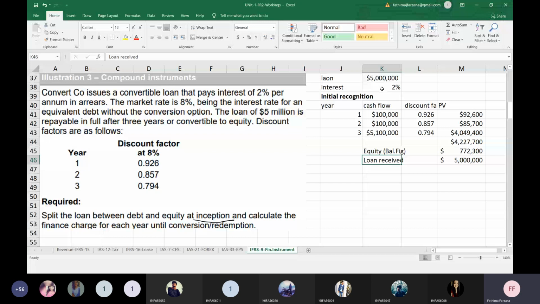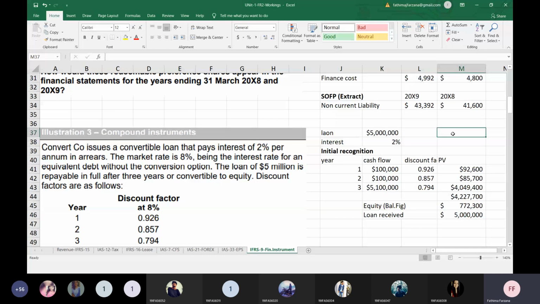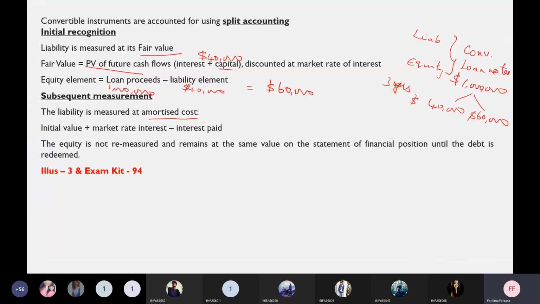I've taken 2% in the interest. This discount factor is done at market rate. Let us check whether it is at market rate or not. It's equal to 1 divided by, what is the market rate? 1 plus 8%, right? 8%. Correct. So they have discounted at market rate, and we multiplied it. That's what the theory just mentioned: present value of future cash flows discounted at market rate of interest. Done. Then the equity element is what?